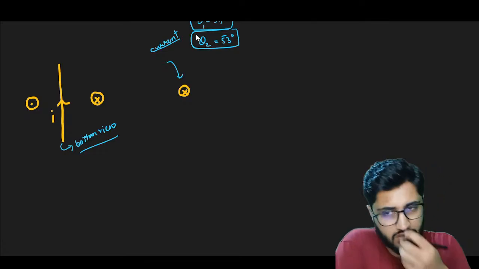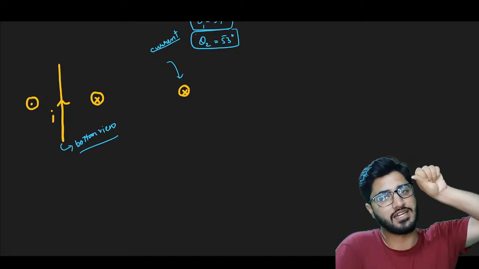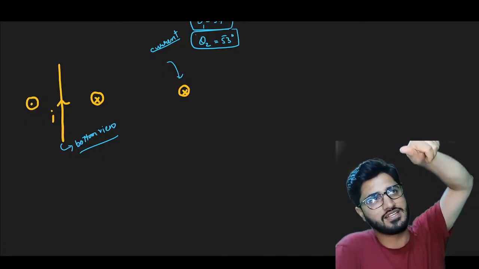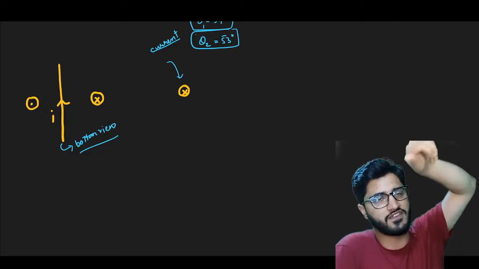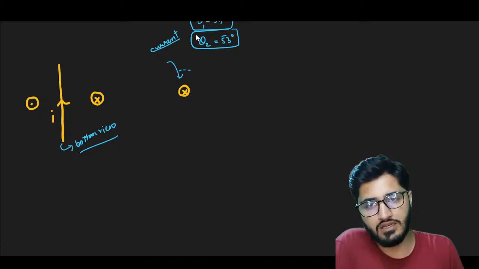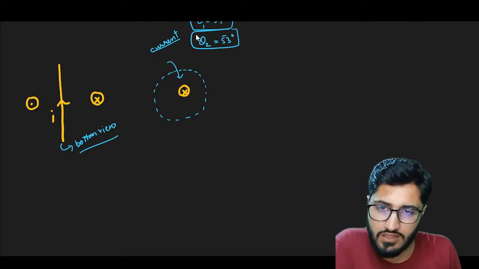Now place your thumb in the direction of current, and you will see the hand. Now look, my fingers are going in the clockwise direction. So you can write here, my direction would be in this way. Okay, so look, this would be the direction of B.